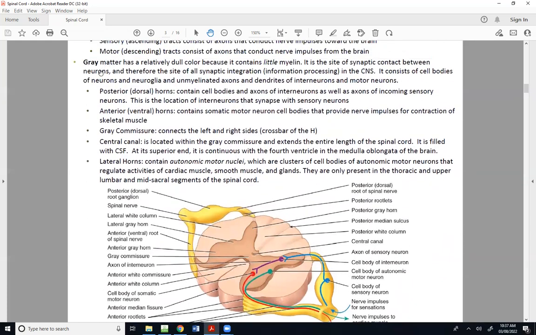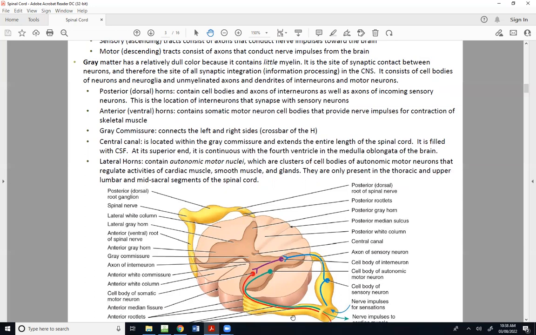Let's talk now about the gray matter. Gray matter, once again, is a relatively dull color because it contains very little myelin. It can be described as a site of synaptic contact between neurons, and therefore the site of all synaptic integration or information processing of our central nervous system. In other words, this is where neurons meet, and we can see examples of that right here, where all these little dots that you see would be the cell body of a different neuron, and where two neurons meet, like this blue one and this purple one, is a synapse, all the stuff we just talked about in our last lecture. Gray matter consists of cell bodies of neurons and neuroglia and unmyelinated axons and dendrites of sensory neurons and motor neurons. We talked about all that stuff in our last lecture.